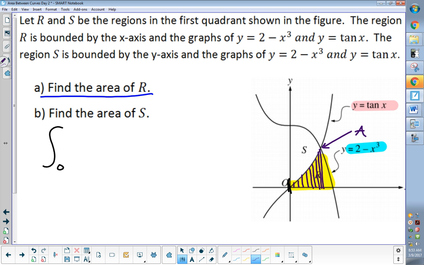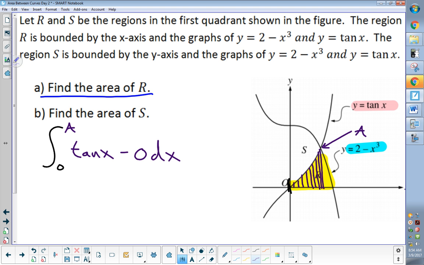I need to know what that intersection point is. So from 0 to A, it's top curve minus the bottom curve. So in that section there, Cameron, what's my top curve going to be? Tan x. So tangent of x minus the bottom curve. What's our bottom curve here? 0, because it's touching the x-axis. Okay, it's that minus 0 dx. That's that first section. That's the purple integral that I've drawn so far.